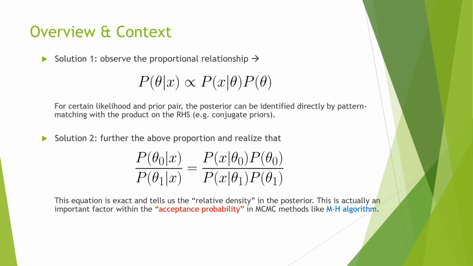We can actually extend the above relationship and notice that the ratio of our posterior density evaluated at different values equals the ratio of the likelihoods based on these two values multiplied by the ratio of their prior densities. This equation is exact, and it tells us the relative density in the posterior. This actually becomes an important factor within the so-called acceptance probability in MCMC methods like Metropolis-Hastings algorithms. But we won't spend a lot of time talking about this in our presentation.